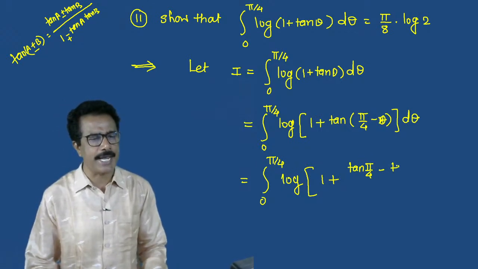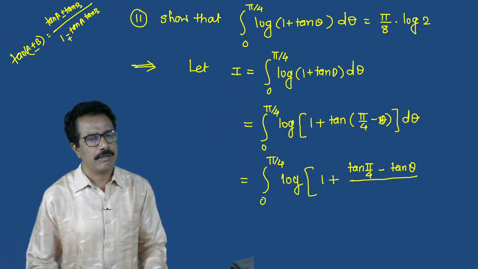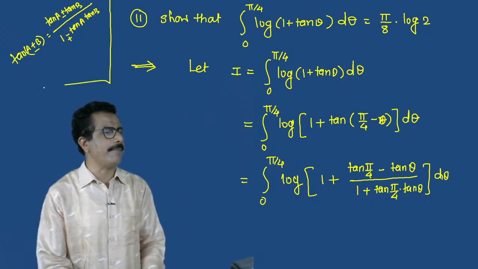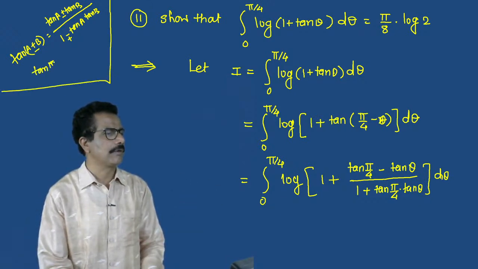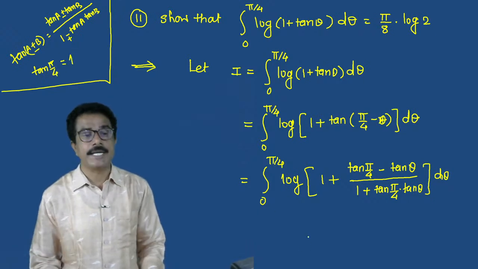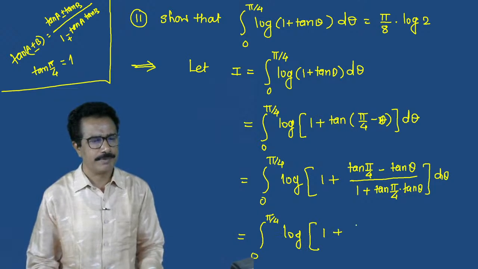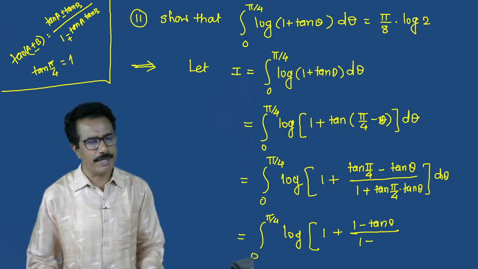tan a minus tan b upon 1 plus tan a into tan b. Is it okay? You know that the value of tan pi by 4 is 1, so we can write the integral from 0 to pi by 4 of log of 1 plus 1 minus tan theta divided by 1 plus tan theta.